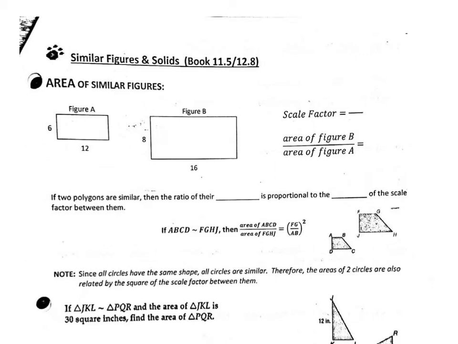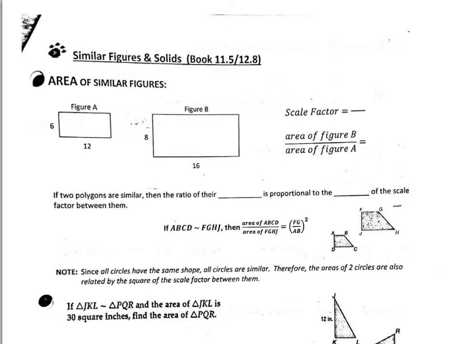Okay, we're going to talk about the relationship between the areas and volumes of figures and solids. First, looking at the scale factor of two similar figures. These two rectangles are similar. So to find the scale factor, we take corresponding sides, which in this case would be 6 over 8, which simplifies into 3/4. That, if you recall, is my scale factor.